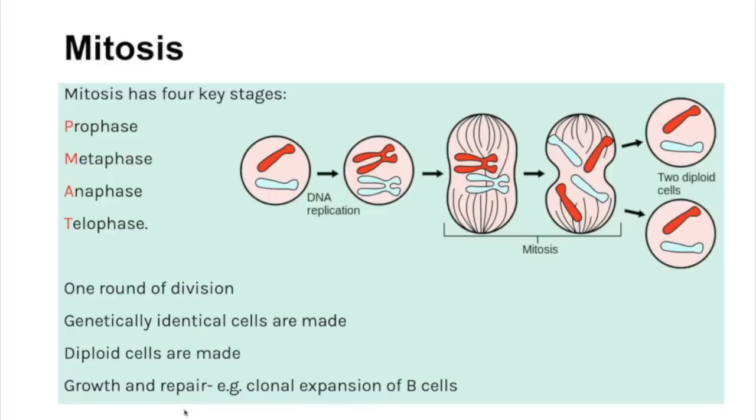Mitosis is split into 4 key stages, which are our PMAT: prophase, metaphase, anaphase, and telophase. The key facts about mitosis are it's only one round of division, genetically identical cells are created, the cells are diploid, which means there are 2 copies of every chromosome, and this stage is used for growth and repair. So a specific example of that, which we'll see later in this video, is the clonal expansion of B cells. So that is growth in the sense of we're creating lots of new cells.